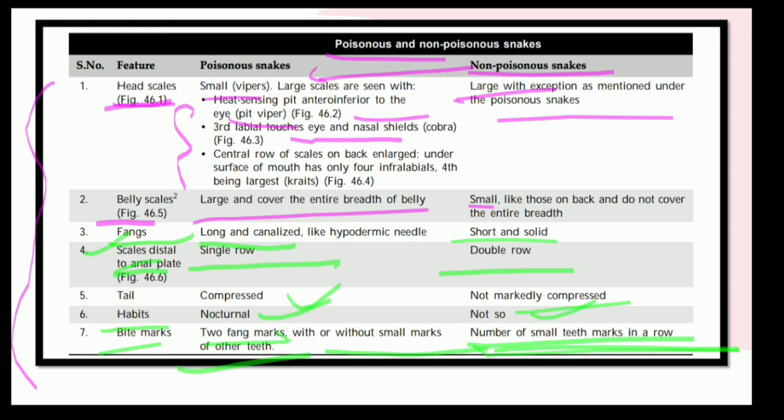I hope you have liked the lecture and you've understood the differentiating features between a poisonous and a non-poisonous snake. In further lectures we will learn about all the different types of snakes and the poisonous features that are present in them, and everything in the upcoming lectures.